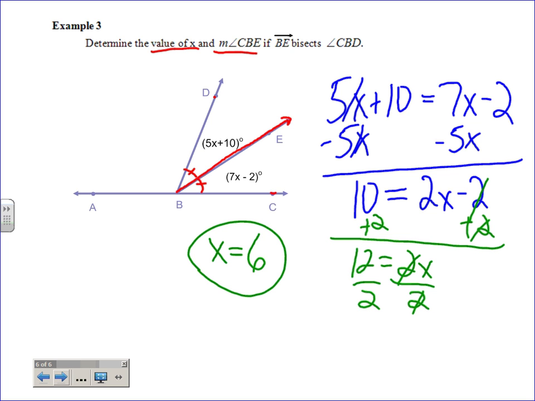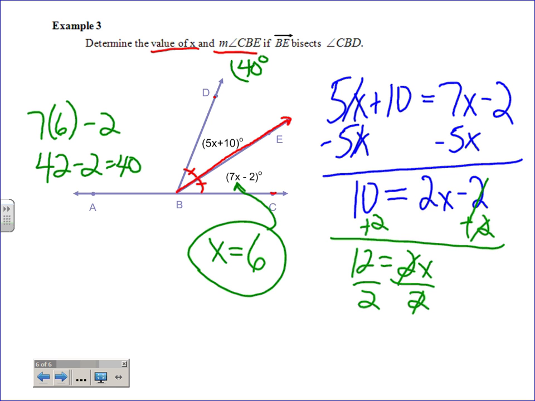They would like the measure of CBE. It's also right in the directions there, right? So you take 6 and you put it right about there. So it's 7 times 6. Here's that substitution that we worked on earlier this year, probably the first or second week of school. And, of course, our order of operations tells you that you do 42 minus 2. And so it is 40. So that angle right there is 40 degrees.